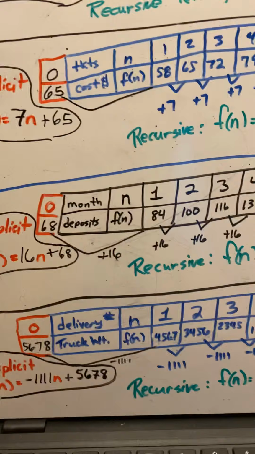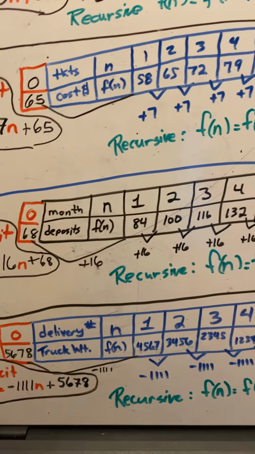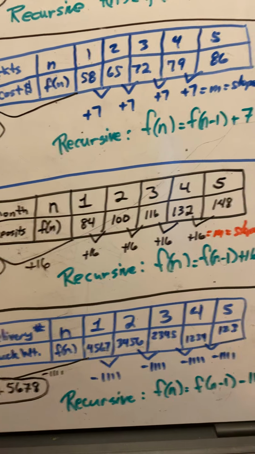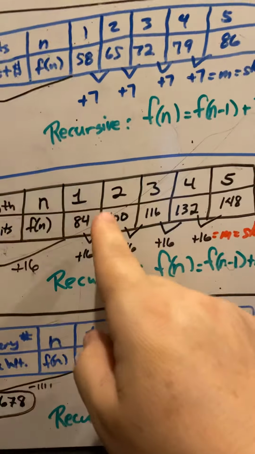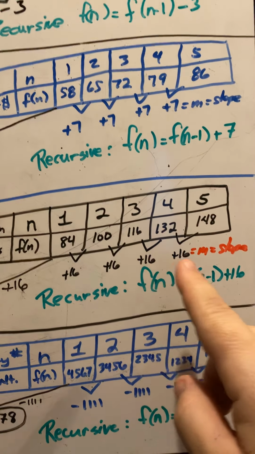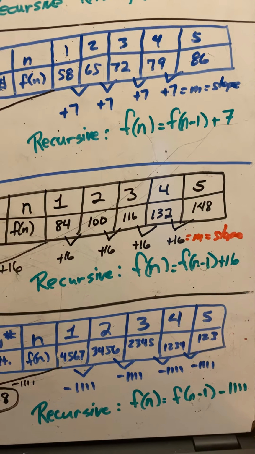The next one, this would be number 6. Number 6 is months 1, 2, 3, 4, 5: 84, 100, 116, 132, 148. And again, if you take the second term, subtract the first, you get 16. Add 16, which will be my slope, my m, when I write this in the form of a linear function.